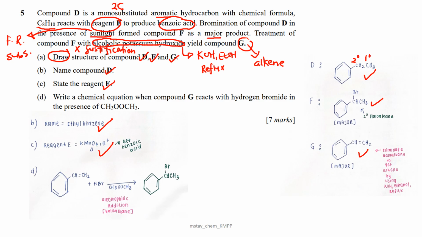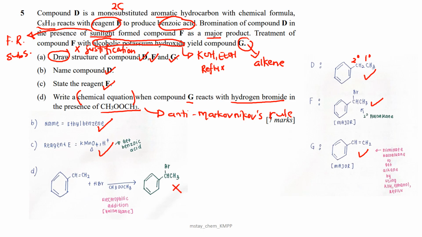So with this, we have already finished question A, B, and C. Now we need to proceed to question D. We need to write a chemical equation when the G reacts with the HBr in the presence of peroxide. So it comes to our mind that this reaction will follow anti-Markovnikov rules. So if this is the case, the hydrogen will attach to the carbon with less hydrogen.